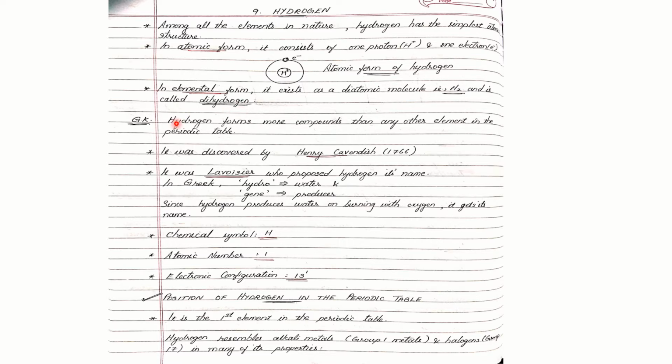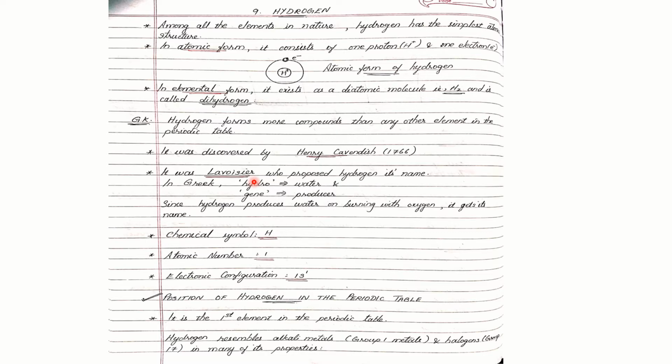And students, this is for your general knowledge. It is hydrogen that forms more compounds than any other element in the periodic table. Hydrogen was first discovered by Henry Cavendish in the year 1766. It was Lavoisier who proposed hydrogen its name.